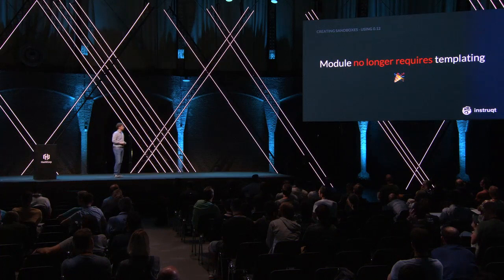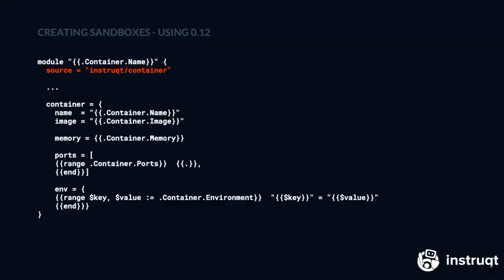So we succeeded in removing all the templating from our module. Basically, this changed. So we still have a lot of templating here. The good thing is we no longer need to generate our modules. We can use a predefined module as a source, which is really cool, but we still have a lot of other parameters that need to be templated.